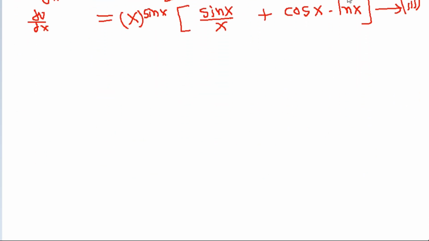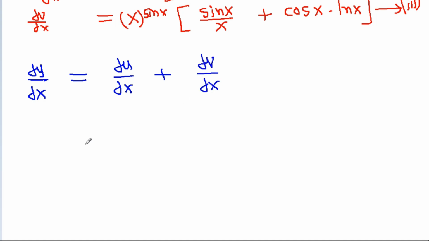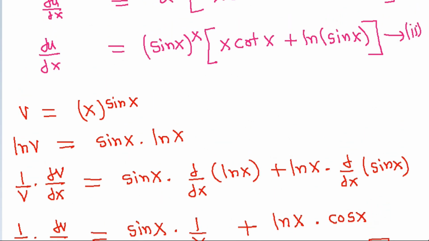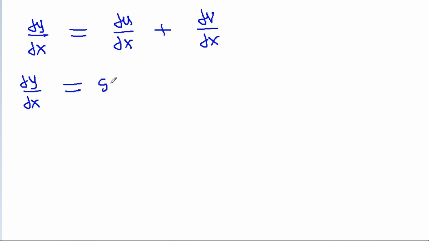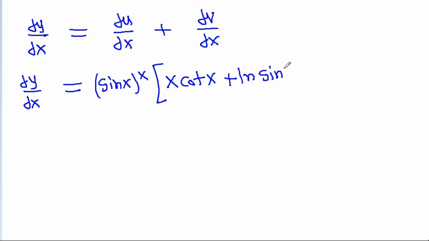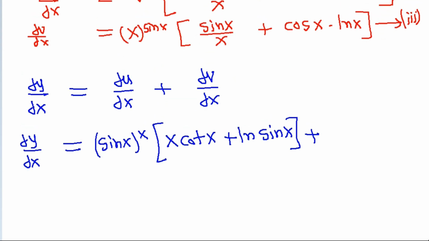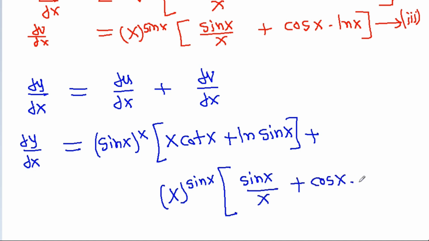And we have dy by dx is equal to du by dx plus dv by dx. Here du by dx is equal to (sin x)^x times x cot x plus ln sin x, plus dv by dx, which is equal to x^(sin x) times sin x by x plus cos x times ln x. So this is the value of dy by dx.